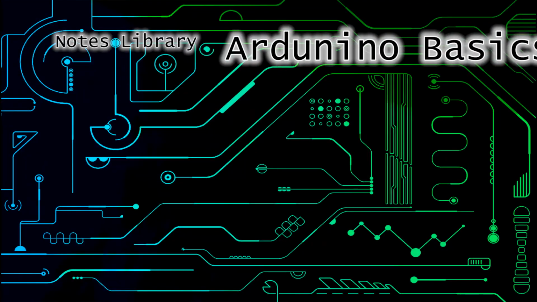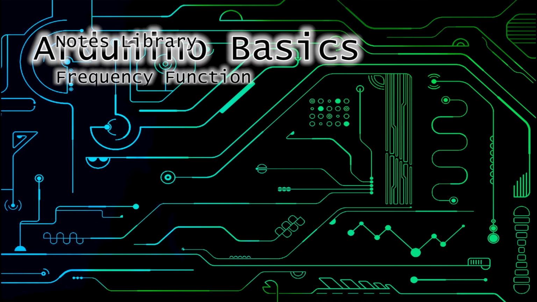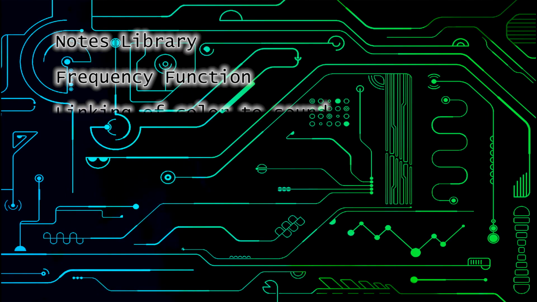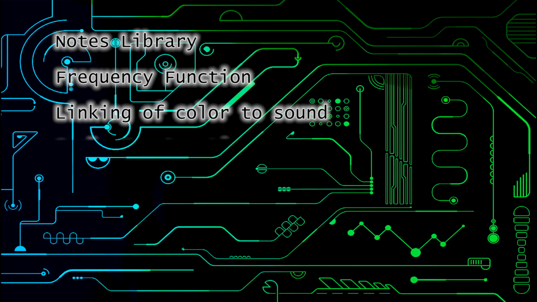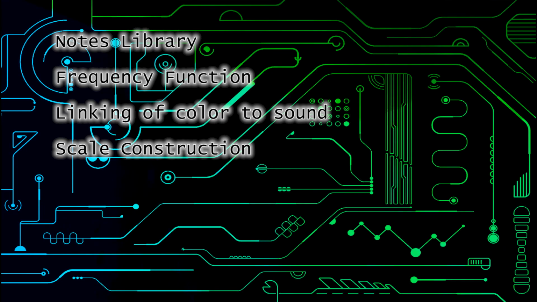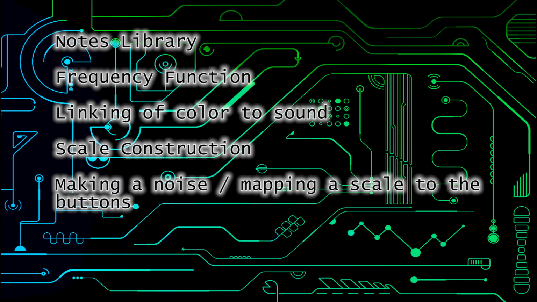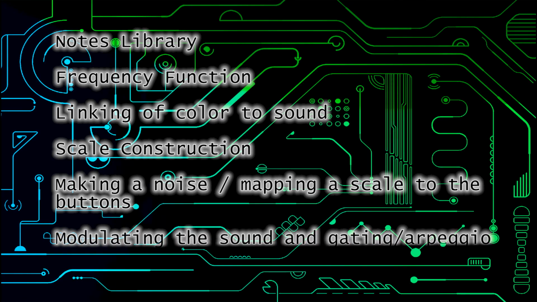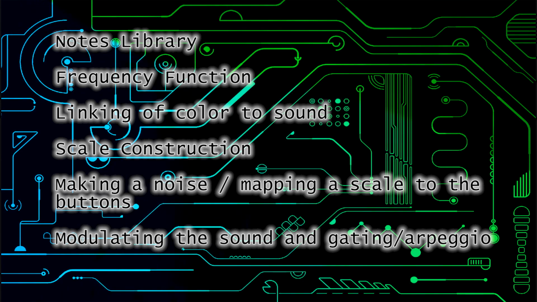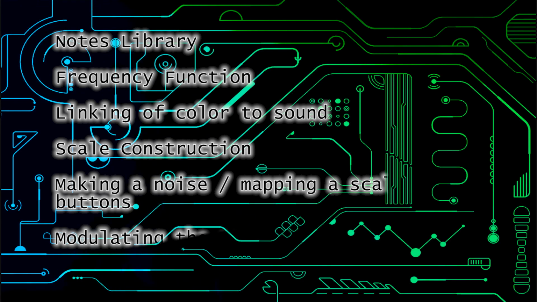This has been episode 4 of my Arduino tutorial series. Today what we did is we looked at our note library and how we utilized that to create a frequency function. And we used this function and some more math to link color to sound. Finally, we made a noise using the buttons and mapped certain frequencies onto certain buttons, and we modulated that sound in the style of a gate, arpeggio, and a slight pitch bend.